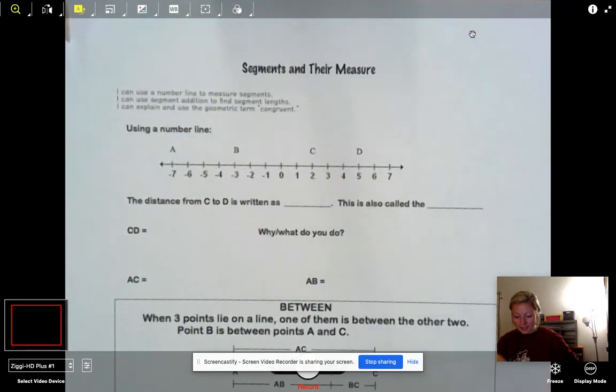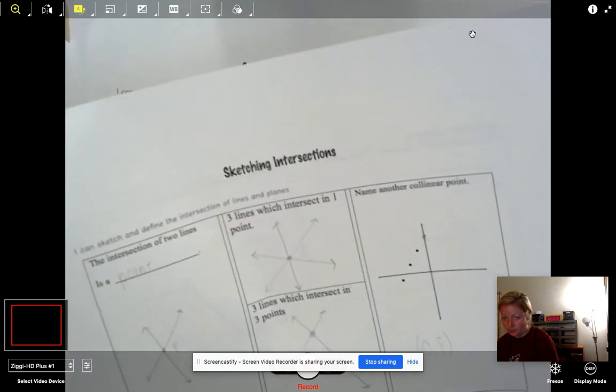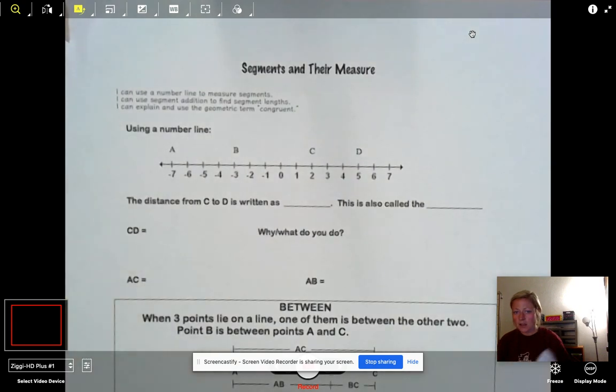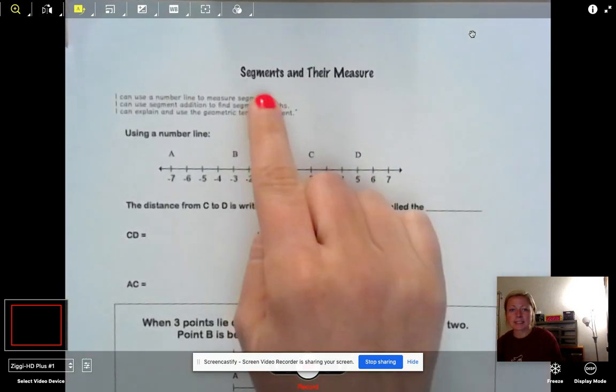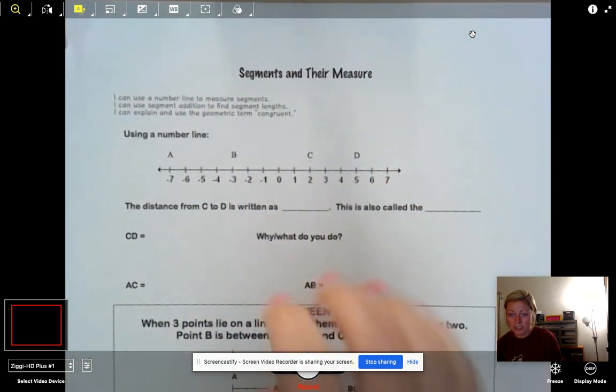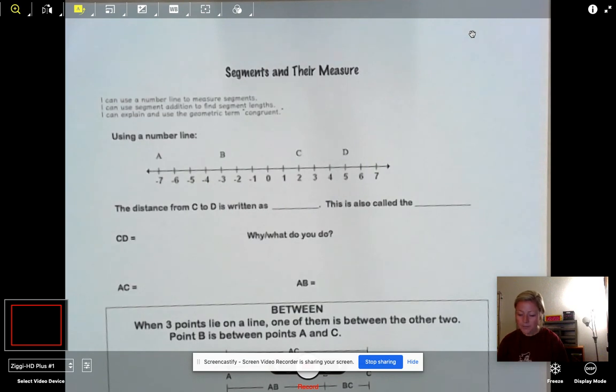But we are in our notes packet. So the next lesson that you haven't done in your notes is called sketching intersections, but we're going to skip that. So skip this page that looks like this in your notes packet, and you should be on this one here that's titled segments and their measure. Make sure you're on the page that looks like this. You might want to have a calculator handy. We'll do some more calculations today than we have in the past. So that might be useful for you. And we're going to get started, okay?